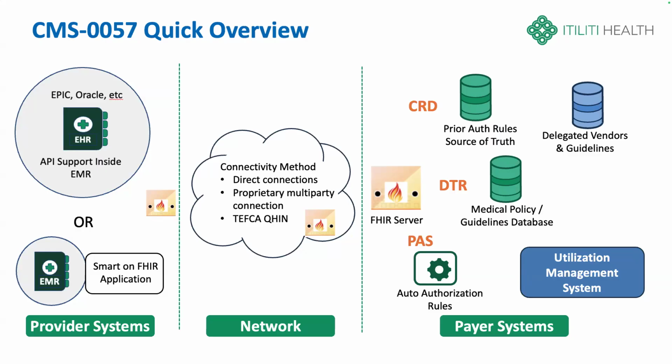That DTR system can be a payer's DTR system, or the payer can choose to utilize a third-party delegated vendor as an entity that supports or publishes those policy guidelines and questionnaires. In some cases, the health plan may have two versions of those systems. They may have their own medical policies and guidelines, in which case they might have their own medical policy database. And then they may also use delegated vendors and third-party guidelines.